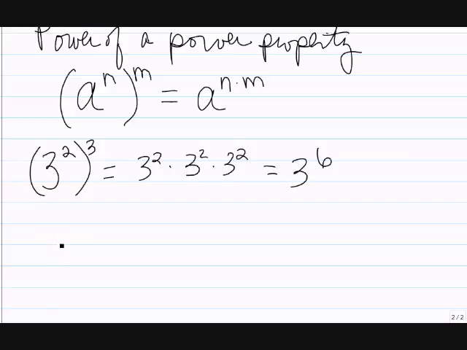Okay. So this works with variables. So if I have x to the second power to the fifth power, that's x to the 2 times 5 is x to the 10th power.